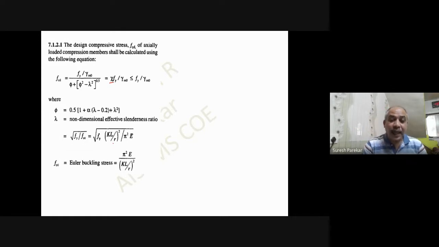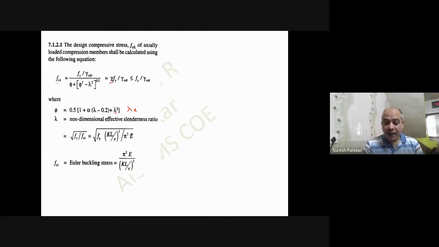Now, if I am going to use a single angle section, then I have to directly calculate phi, and the lambda value we are going to put over here will be the lambda E value, which we are going to calculate from clause number 7.5. From there we take that lambda E value and substitute over here, which gives me the value of phi, and that value of phi and lambda E we put in this equation, which gives me the value of FCD.